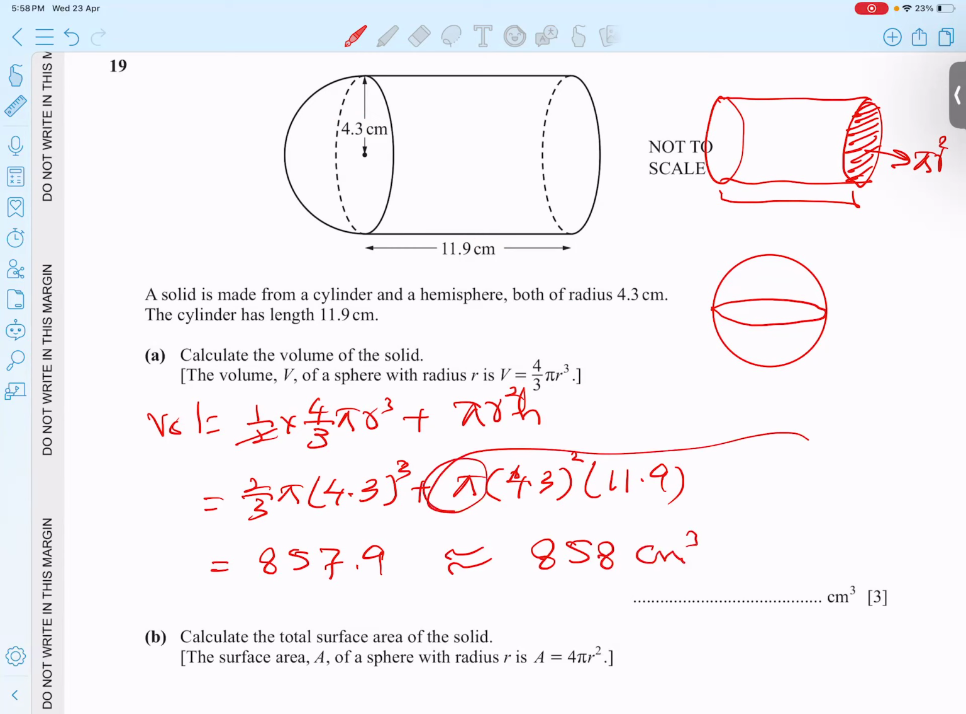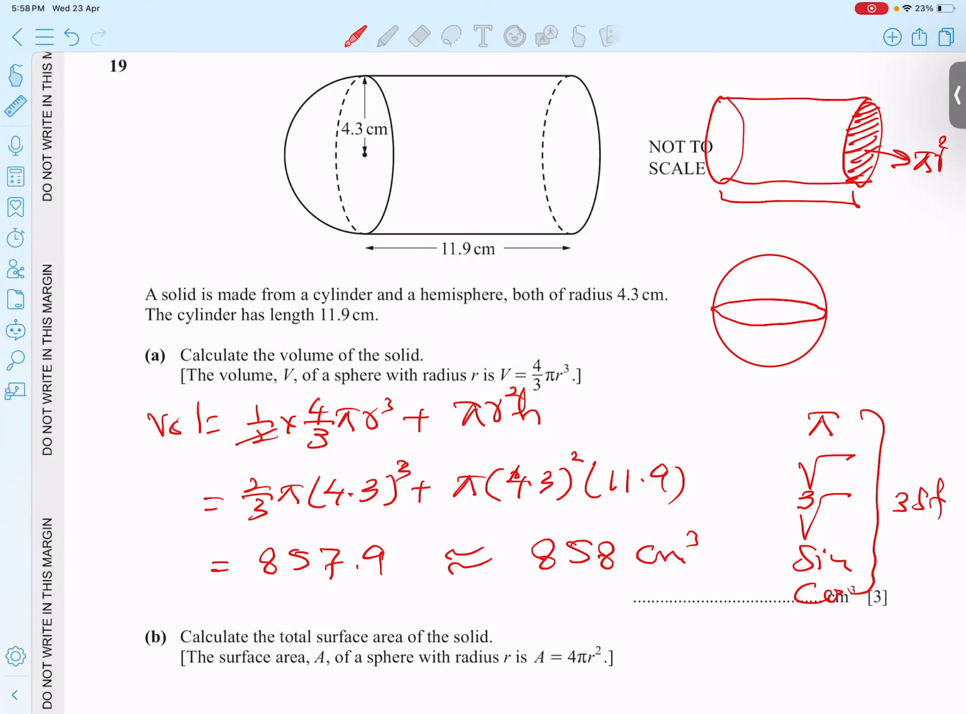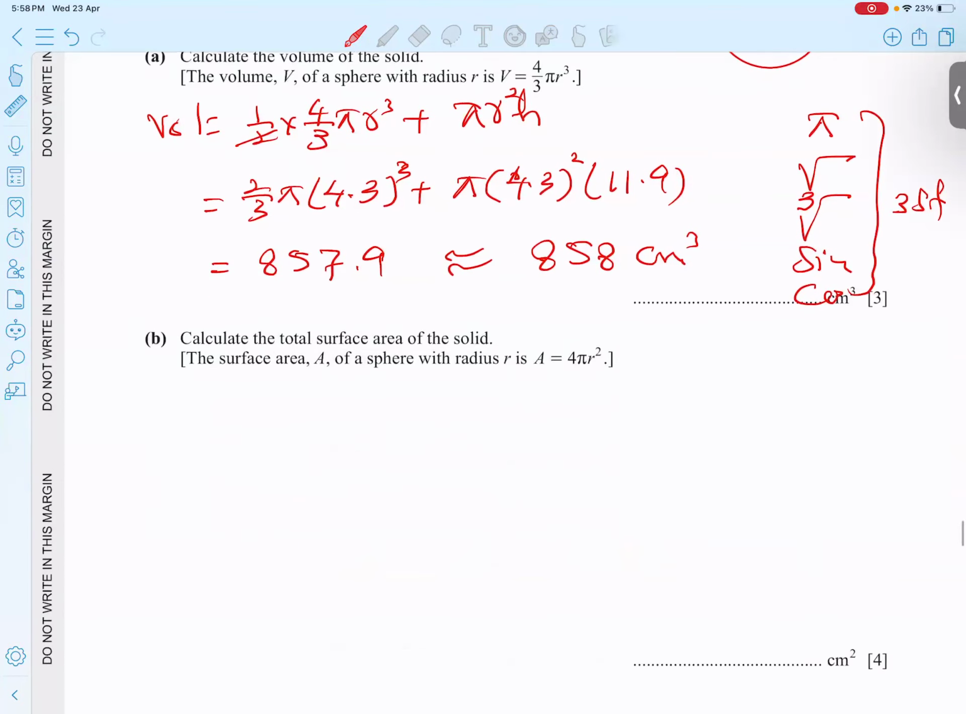Because whenever pi is involved, let me tell you students, pi, square root, cube root, sine, cos, tan involved, we always write 3SF. Don't forget it, okay? 3SF. So let's go for the next one.